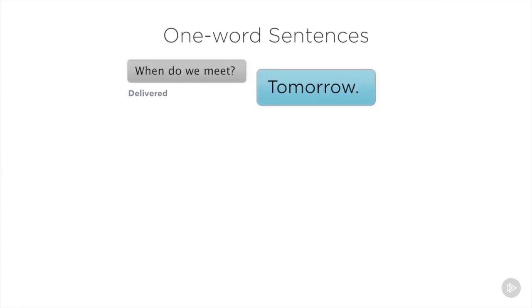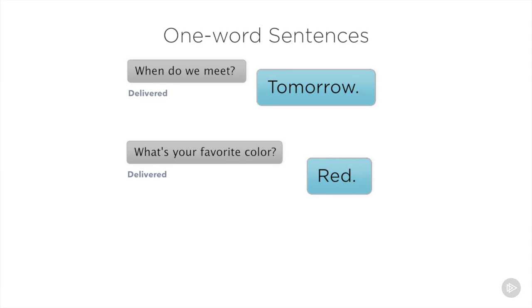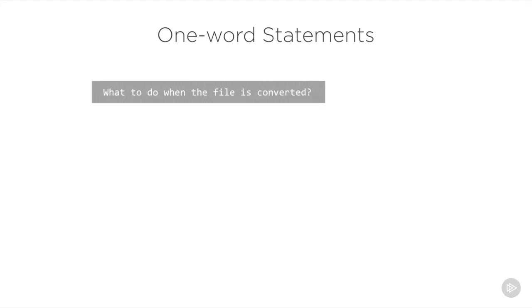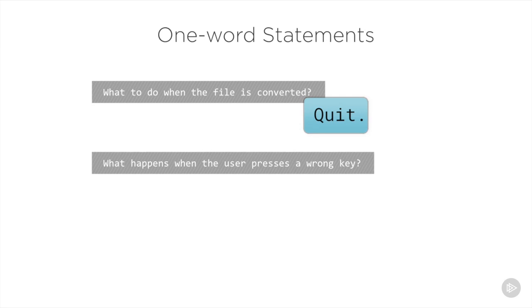Again, specific, small, self-contained instructions. Now, occasionally, a statement can be just one word, the same way that you can have a complete sentence in English of just one word, although that's usually in response to something. When are we meeting? Tomorrow. What's your favorite color? Red. When are you leaving? Now. For a computer program, the equivalent one-word statement might be, what do we do when we finish converting this file? Quit. What happens when the user presses the wrong key? Beep. But most of the time, we need a few words, a few pieces to our statements.